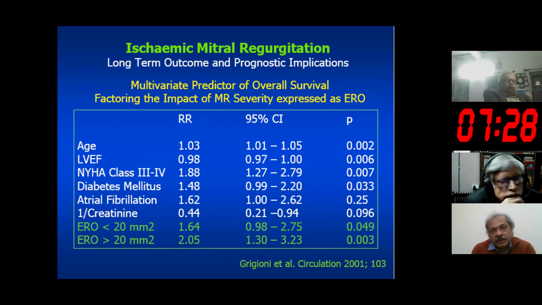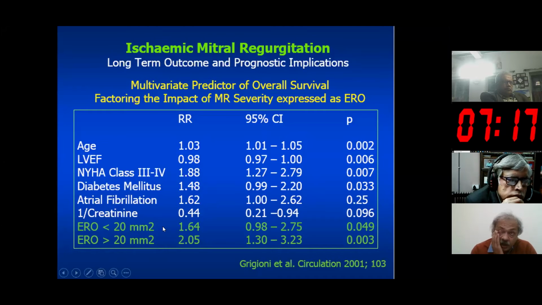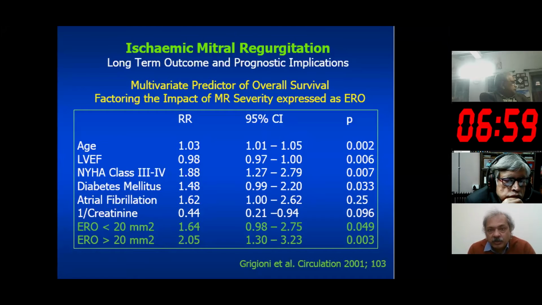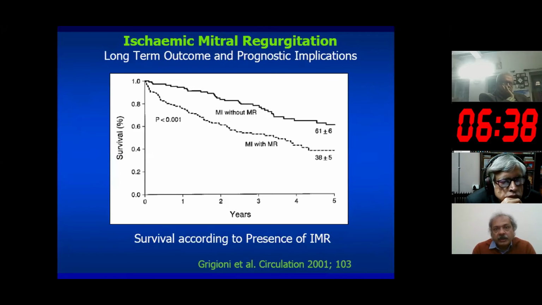Now, ischemic regurgitation and multivariate predictors of overall survival are expressed as effective regurgitant orifice area. If you look at the diagnostic criteria for severe mitral regurgitation in primary MR, the effective regurgitant orifice area should be more than 0.4, or 40 millimeters square. However, in secondary MR, as you have an ERO greater than 20, your event rate increases. So the cutoff is still 40, even in the latest American Heart Association paper, but the worsening of events starts the moment ERO is more than 20. And this is the importance.